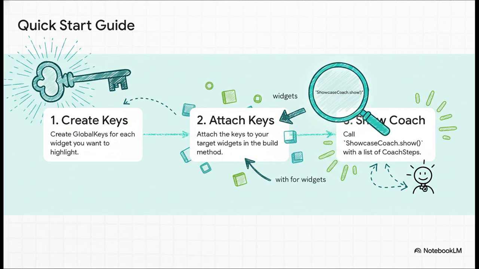It really is just 3 steps. I'm not kidding. First, you create some unique global keys. Think of these as just simple labels or nicknames for the widgets you want to point to. Second, you attach those keys to your target widgets. And third, you just call a single function, showcasecoach.show, and tell it which steps to show. That's it. It's that simple.